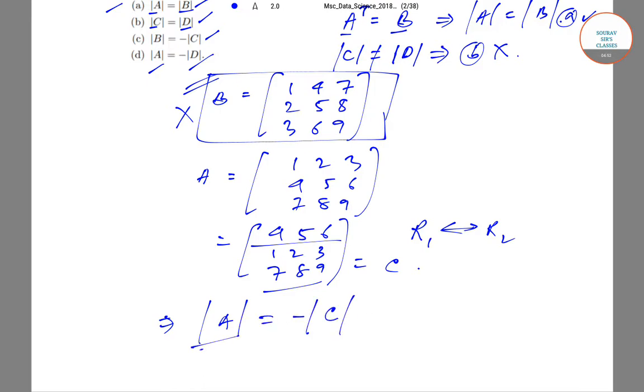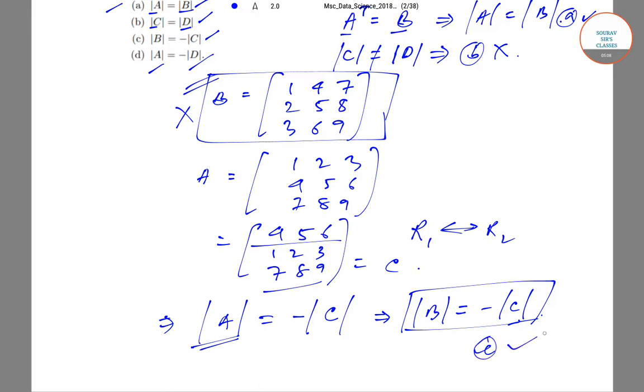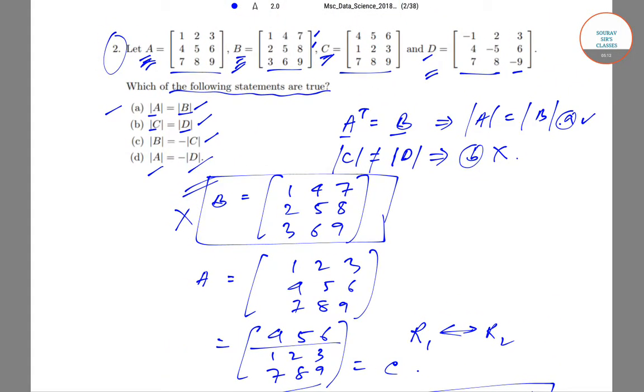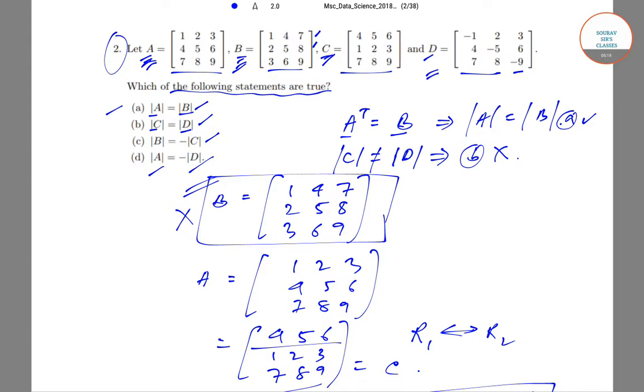Now we know that determinant of matrix A is nothing but determinant of B, so that implies the determinant of B is equal to negative of determinant of C. So this is the answer. Option C is correct. Now let's find out for option A and option D.